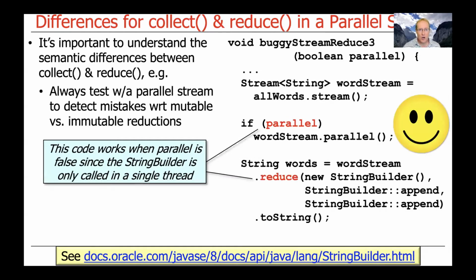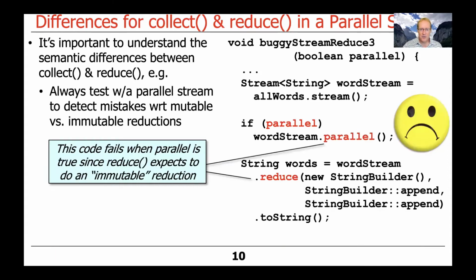So this code here works fine when the parallel flag is false. And that's because the string builder we're about to look at here is only going to be called in a single thread of control. You can see what we're doing here is we're saying new string builder, and then we're going to use append to add elements to the end of that string builder. And then when we're done, we're going to make a new string. This works fine if we're doing sequential streams because there's only one thread. So there's never any issue with race conditions.